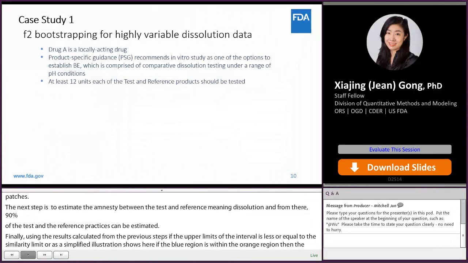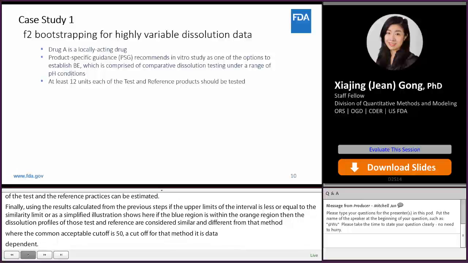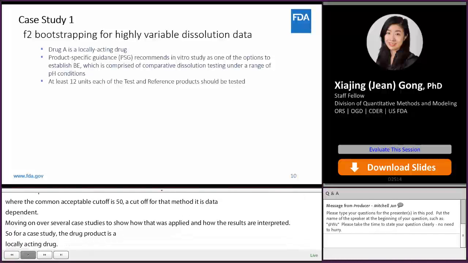Moving on, I will go over several case studies to show how the F2 bootstrapping or MSD method was applied and how the results are interpreted. For case study 1, drug product A is a locally acting drug. Its product-specific guidance recommends in vitro study as one of the options to establish bioequivalence, which includes comparative dissolution testing under multiple pH conditions. The PSG requires at least 12 units each of the test and reference products to be tested.